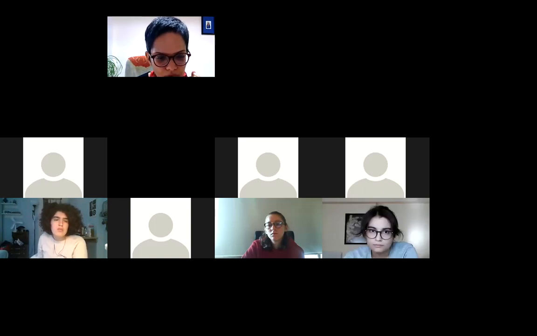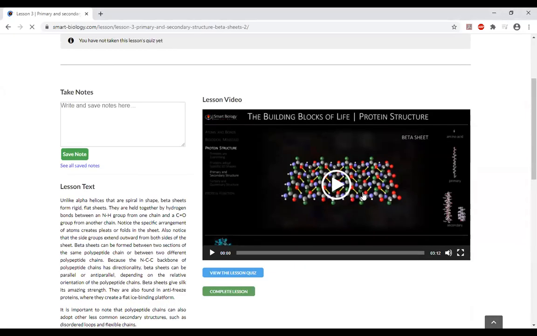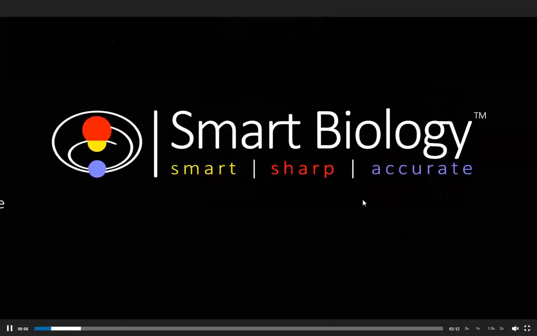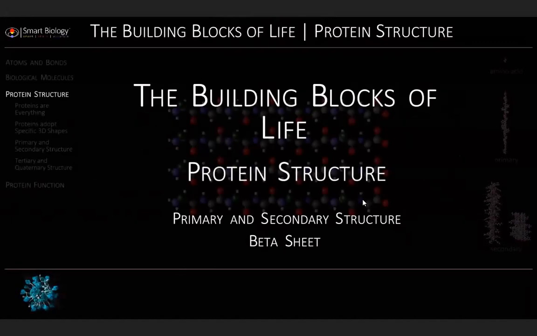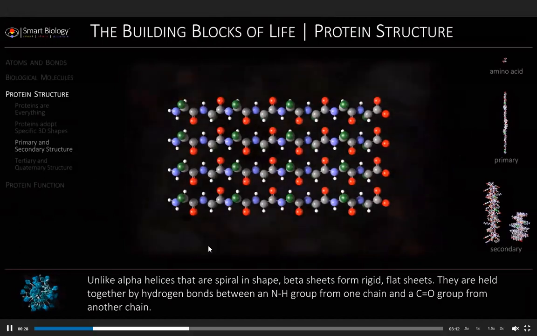So let's now move on to the secondary structure of the protein. So here we will learn about the secondary structure, and let's have a look at how it works. So the secondary structure here that we'll talk about are beta sheets. So beta sheets have a slightly more different shape. They are parallel to each other.